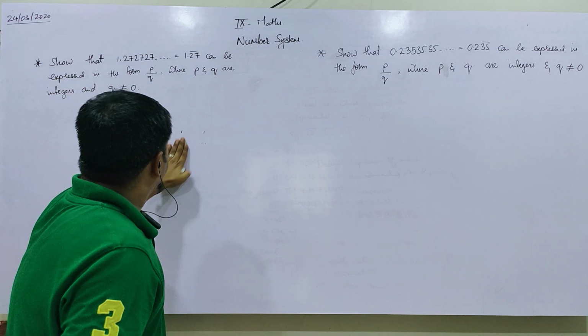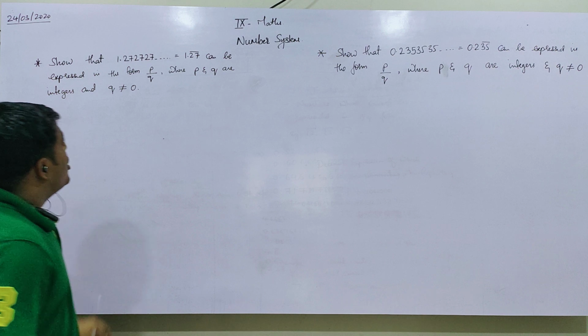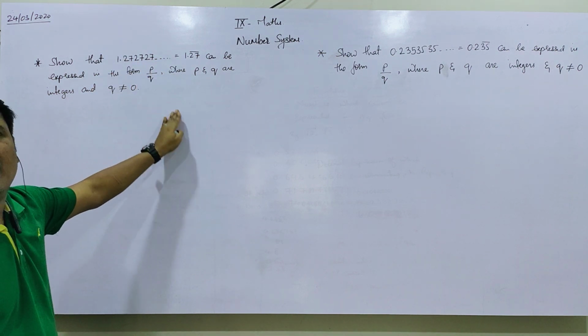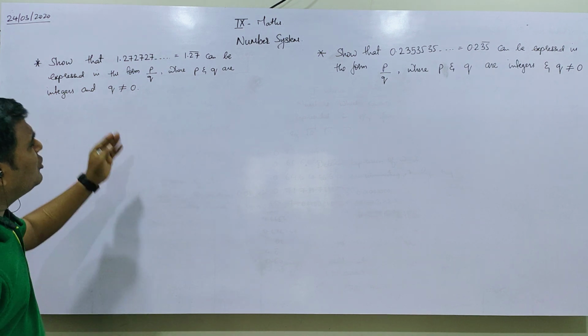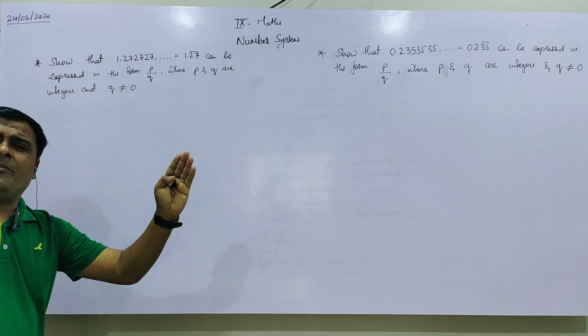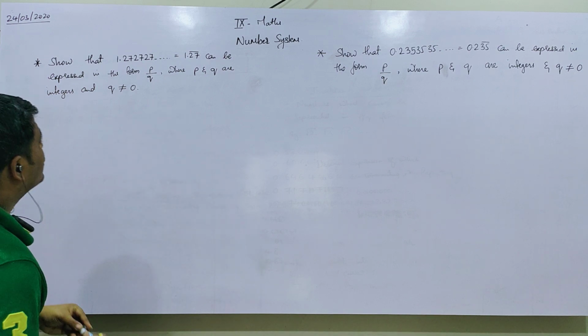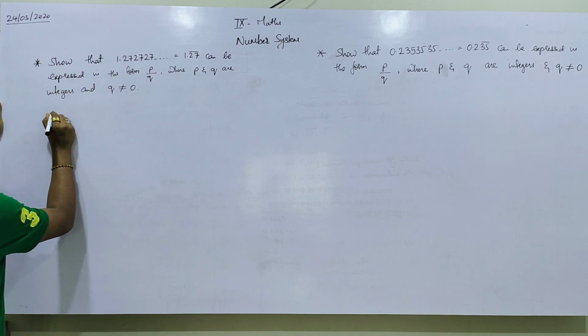But if we talk about the non-terminating but repeating decimal expressions, it becomes quite difficult. So let us learn how to express the non-terminating repeating decimal expression into p by q form. Okay, so first we need to assume the number as x.